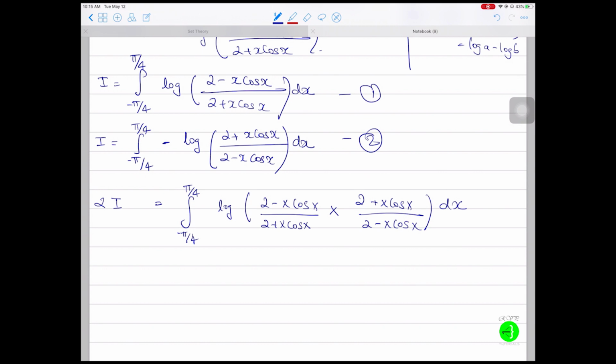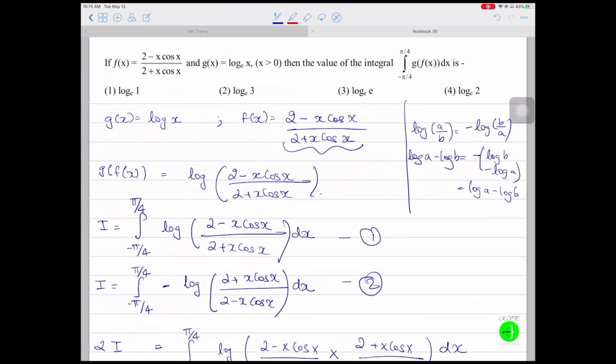So this thing becomes the integral from minus pi by 4 to pi by 4 of log of 1 dx, and log of 1 is 0, so the integral is 0. Let's look at the options. It would be log of 1, since log of 1 is 0. Let's move on to the next one.